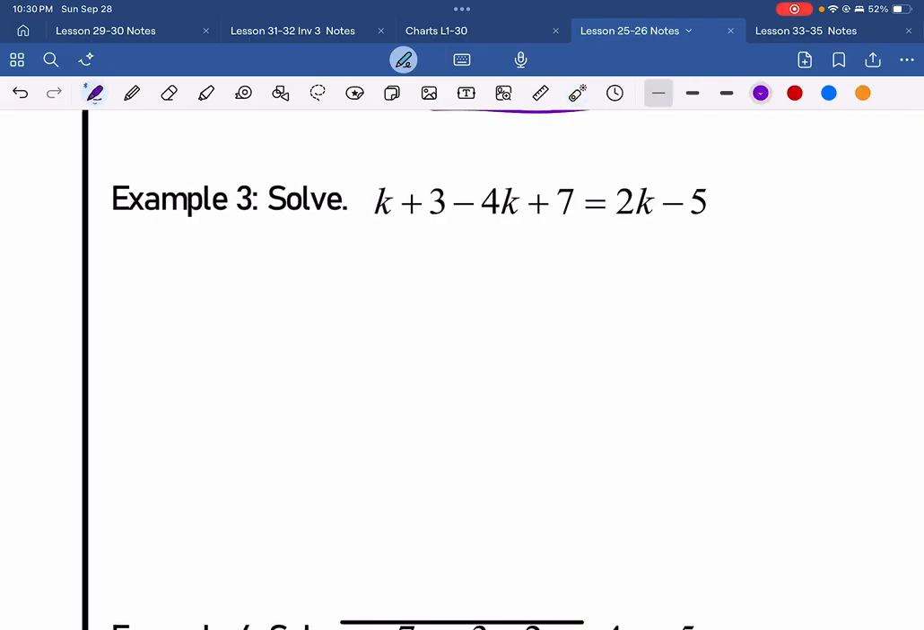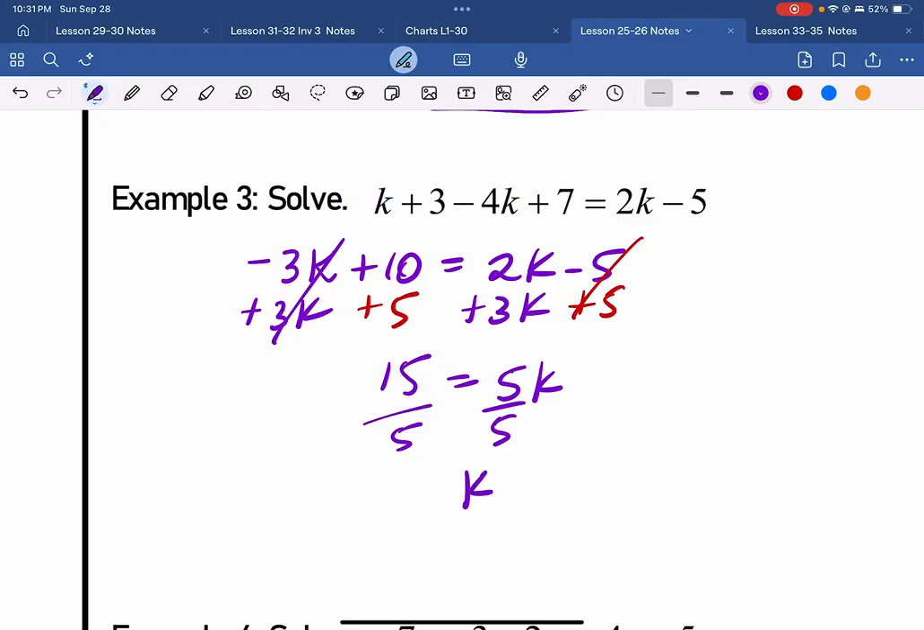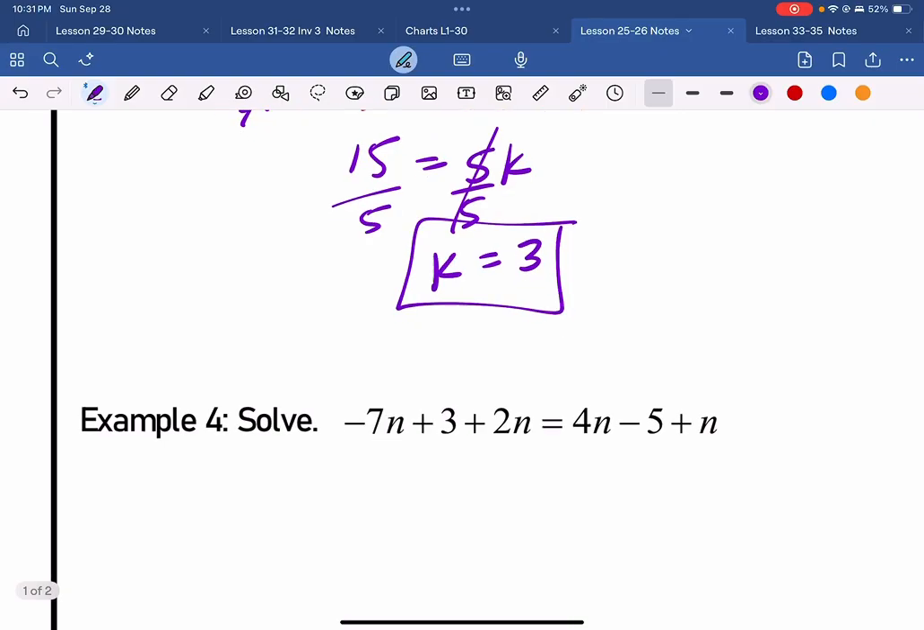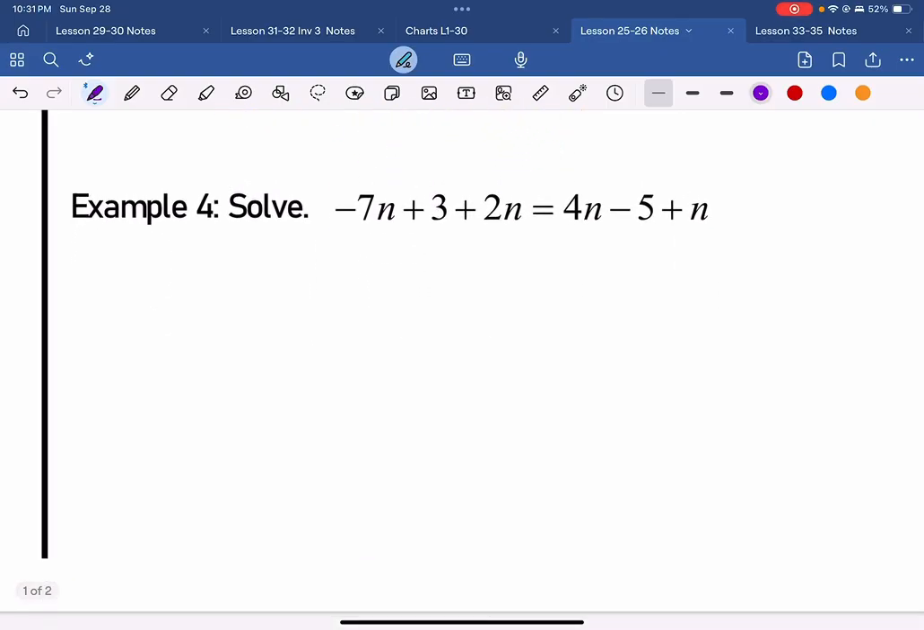All right. So for this one, we see this is a negative 3k plus 10 equals 2k minus 5. And I'm going to add 3k so that I can get a positive 5k on the right. And then I'm going to add 5 to the left to get 15. And then divide by 5. And k is equal to 3. How'd you do? It's okay if you made a mistake, just pause the video and correct it so that way you can learn from your mistakes.